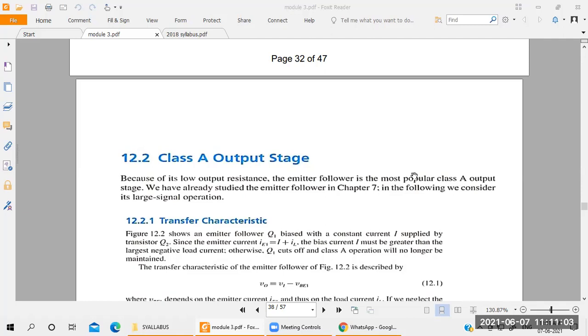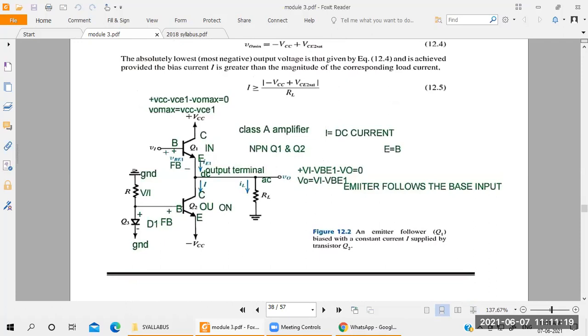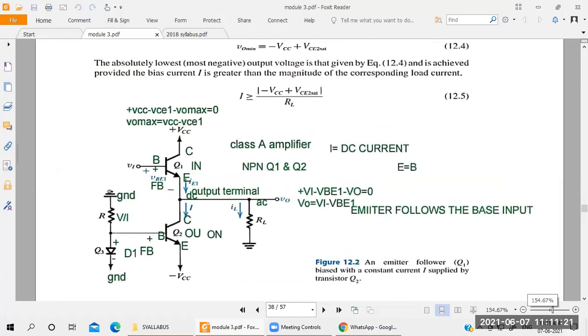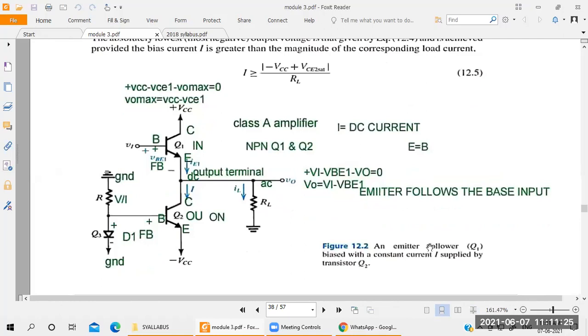Class A means what here? We are making a full cycle. We are making a full current cycle and voltage cycle here. That is the meaning of the class A amplifier. Understood? First, take the derivation here. This is the circuit diagram here. Is this diagram visible? Okay, see here.